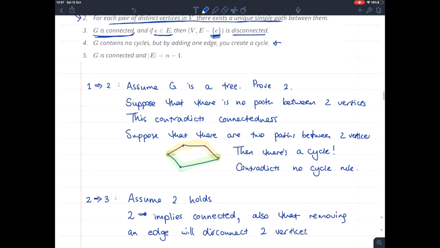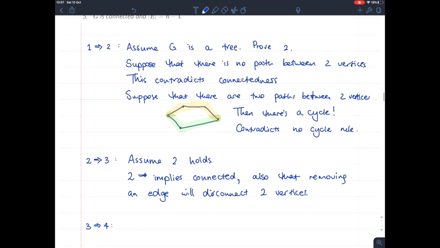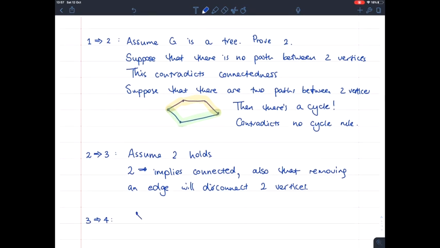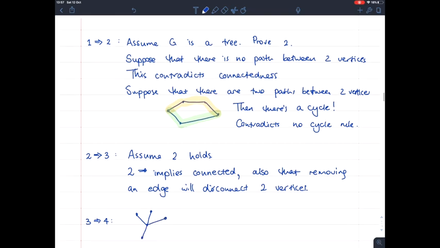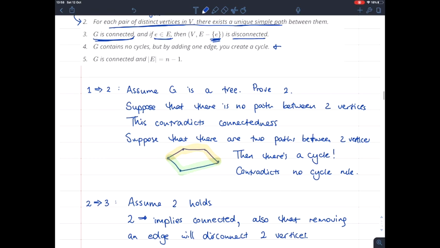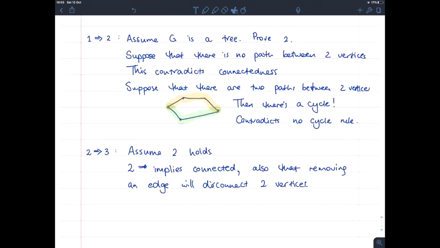So we have a connected graph, and if we remove any edge, then it becomes disconnected. So we know that we look something like this. And 4 says G is connected. And 3 says G is connected. So now let's look and see how point 3 can be used to show that point 4 holds.